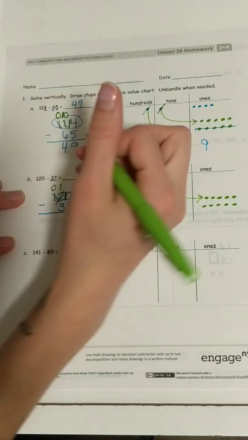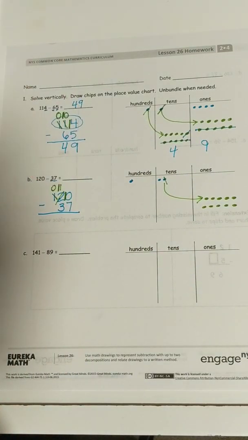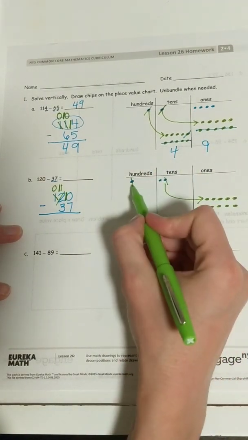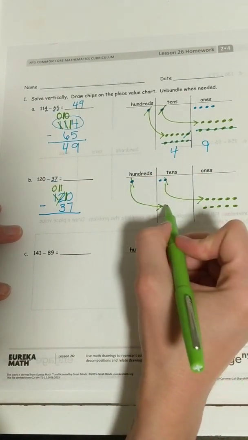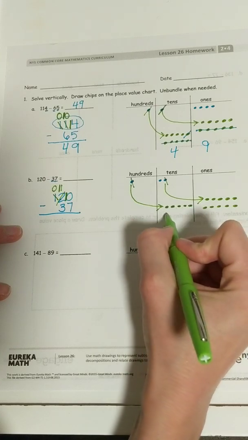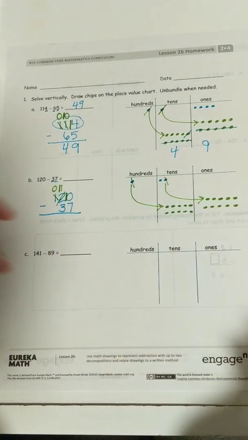Now I have no hundreds in my hundreds place. I put my 10 tens with the 10 that I still had left. So 10 tens plus 1 ten is 11 tens. It's going to look like this. I didn't have enough tens. Go next door and get 10 more tens. Now I'm going to have enough tens to cross out 3.